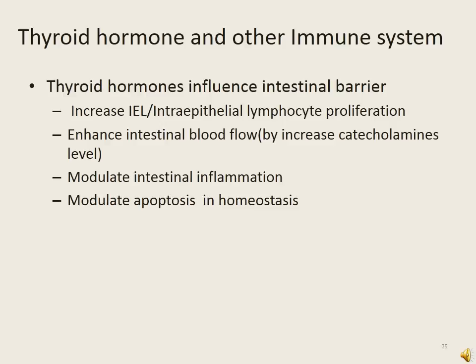The thyroid hormone also has another activity on the immune system, that is, it has an influence on the intestinal barrier cell. It increases intraepithelial lymphocyte, the IEL proliferation. It enhances the blood flow, okay, of the intestine, so it modulates the intestinal inflammation as well as it modulates the apoptotic mechanism in the homeostasis.